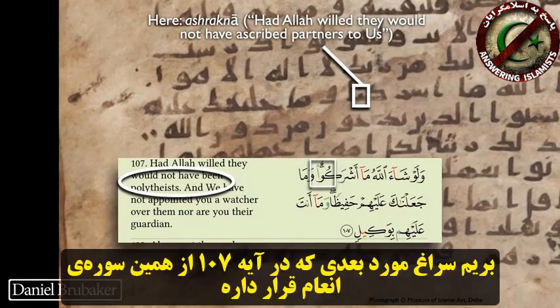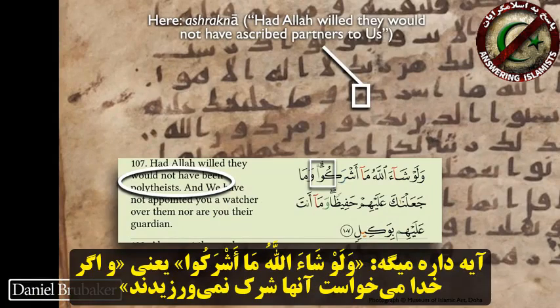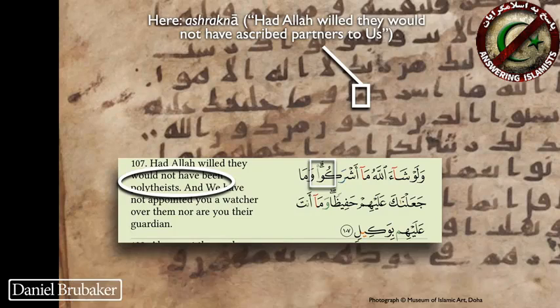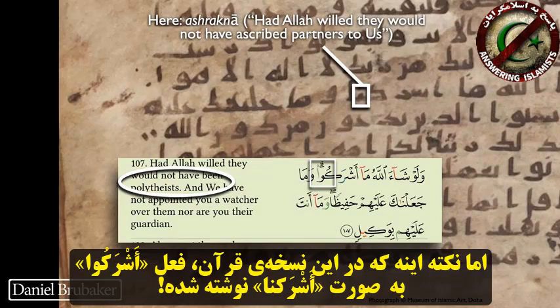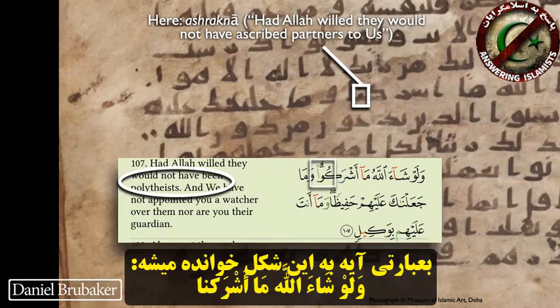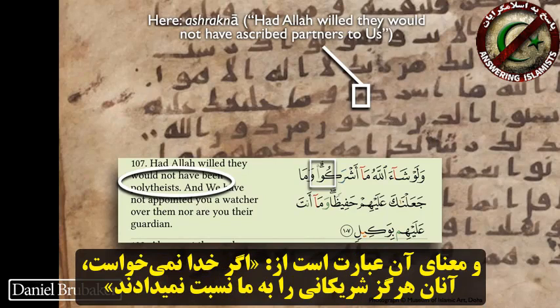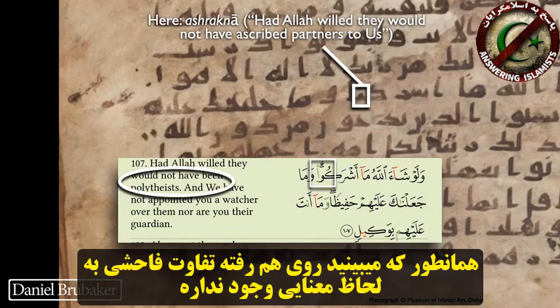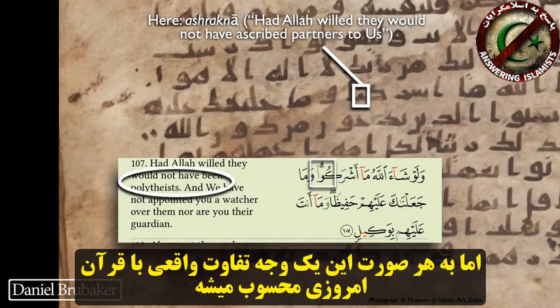This is the following verse, 6:107, which reads in the Hafs text, "Lao sha'a Allahu ma ashraku." Had Allah willed, they would not have been polytheists. As it is written in this manuscript, the final 2 letters of the verb are nun aleph instead of waw aleph, with the reading of Lao sha'a Allahu ma ashrakna. If Allah had willed, they would not have ascribed partners to us. Not a huge difference in the meaning, some difference, but not a huge difference in the overall sense of the verse, but definitely a substantive difference in the rasam.